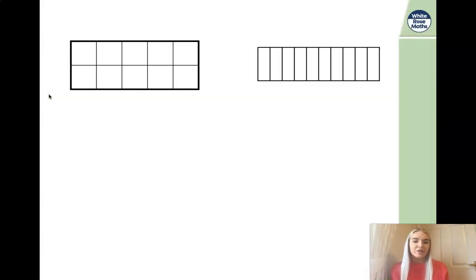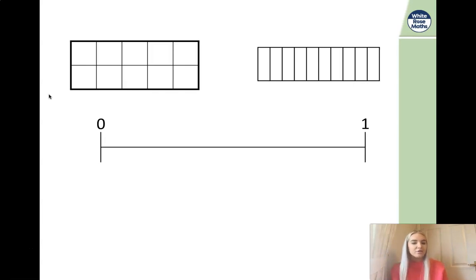So far we have looked at 2 ways of representing our fractions. We have looked at my tens frame on the left and the bar model on the right. We're going to look at the number line now to help us to represent these fractions. Now I can see that I'm still looking at tenths, so I'm going to split my number line into 10 different parts.